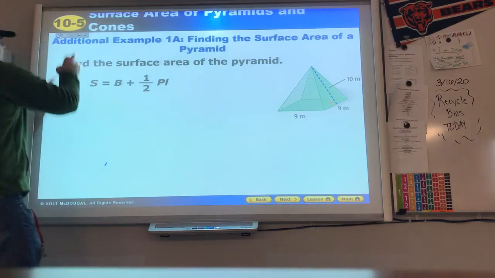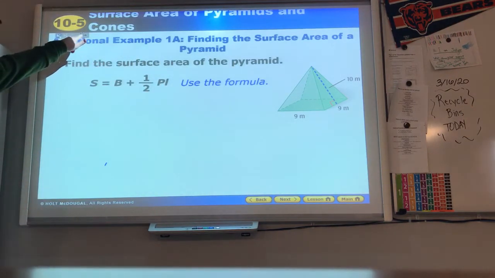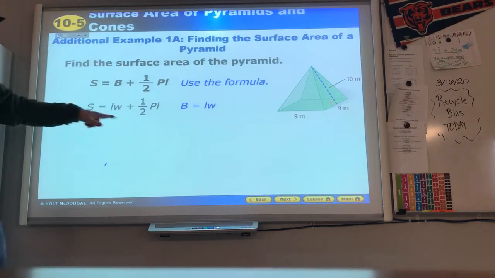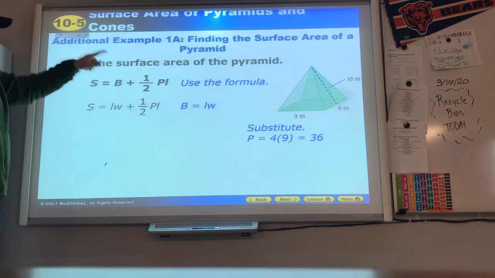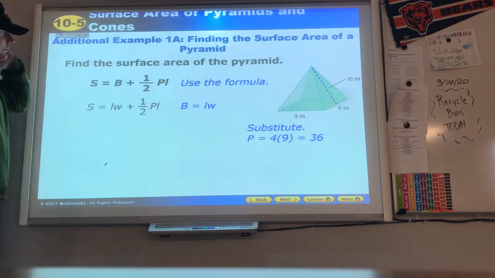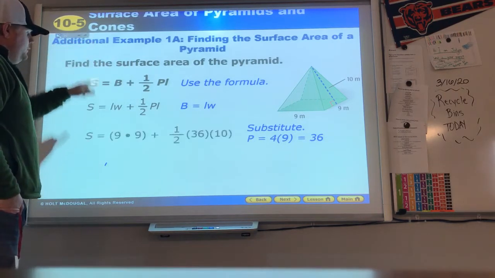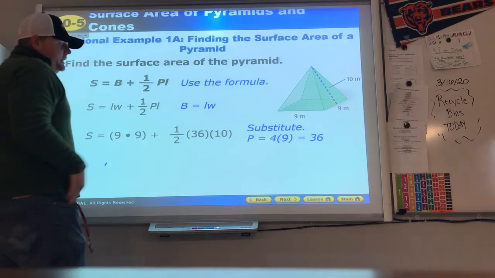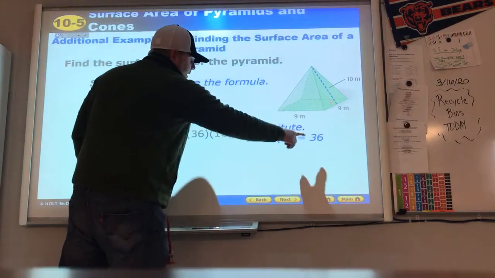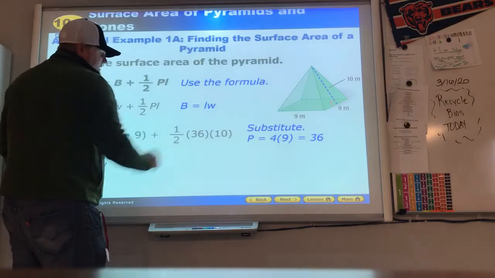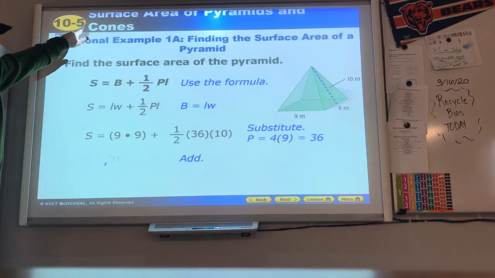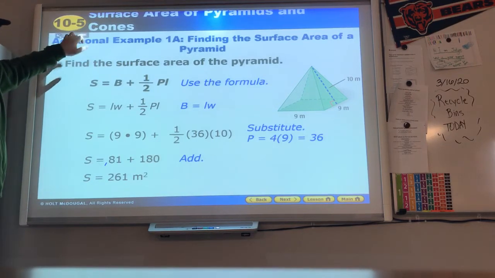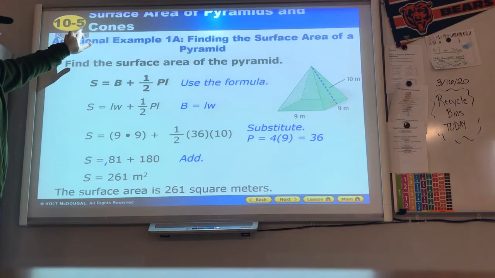All right. So let's watch them work it out. Use the formula. Length times width for that area of the base. That's where we get the 81, 9 times 9. The 4 times 9 to get the perimeter of the bottom, that's your 36, times the 10 for the height, times 1/2. When we do all that, 81 plus 180, we get 261 meters squared.